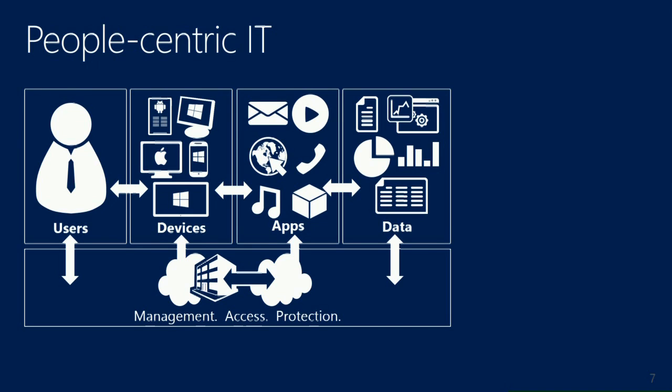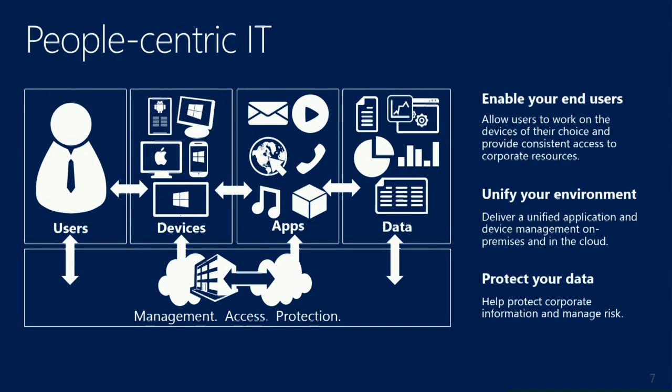Now, from the people-centric pillar, we've split it up into 3 key portions. The first is about thinking about productivity. It's about enabling end users to do their work where they need to do their work and providing them with experiences that are as seamless as possible.